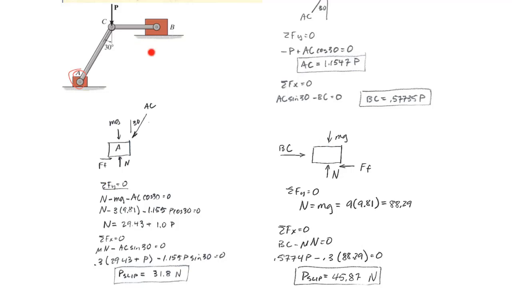Now let's move over to this one here. We have a BC over here, which we have as a function of P. We plug that in here, and we find out the slip force here is 45.87. So in this case, it takes more P here to make this one slip than it does this one. So this one turns out to have the slip first condition.